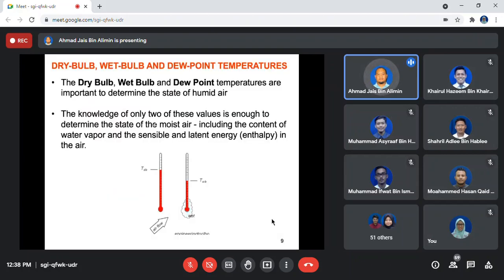Okay, the next thing to understand is the concept of dry bulb, wet bulb, and dew point temperatures. Why do we use these three parameters? Because we want to define and determine the state of the humid air.